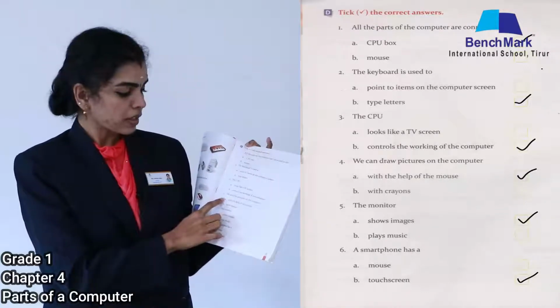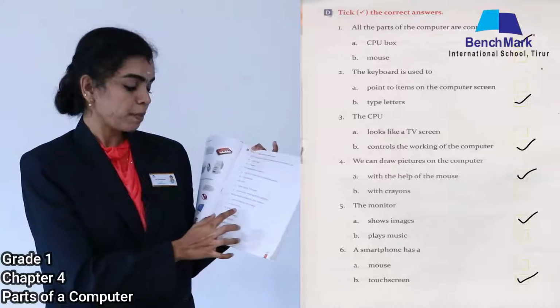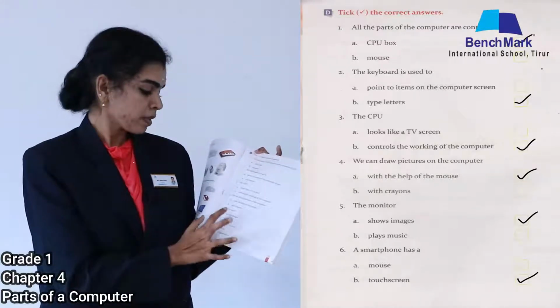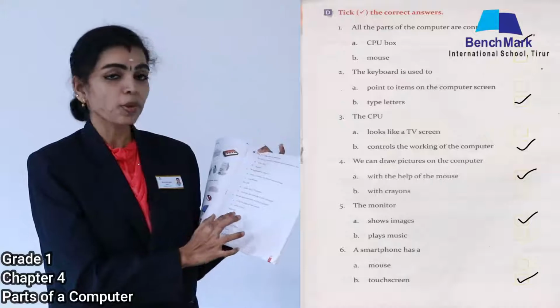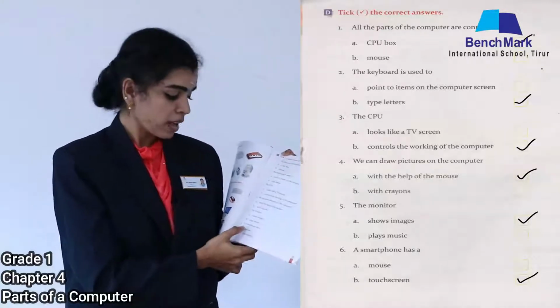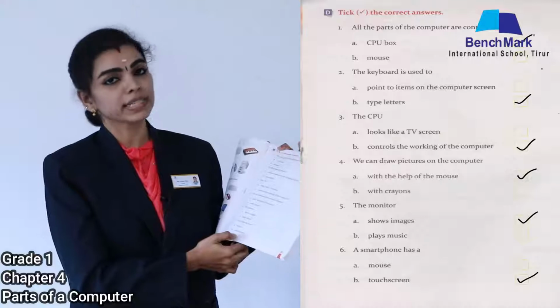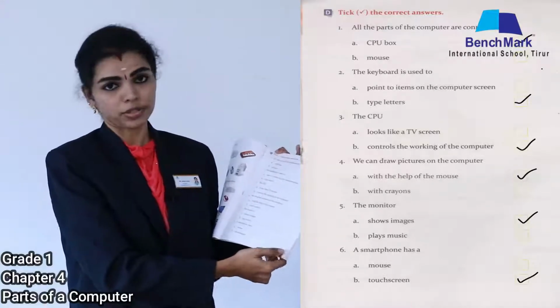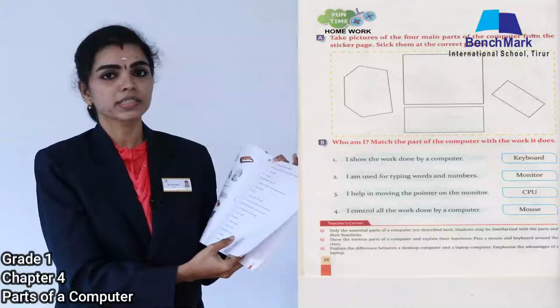We can draw pictures on the computer with the help of the mouse. So you need to tick the first option. The monitor shows images. So you need to tick the first option. A smartphone has a touchscreen. So you need to tick the last option, that is the second option. Okay. So I hope it is clear to you all.